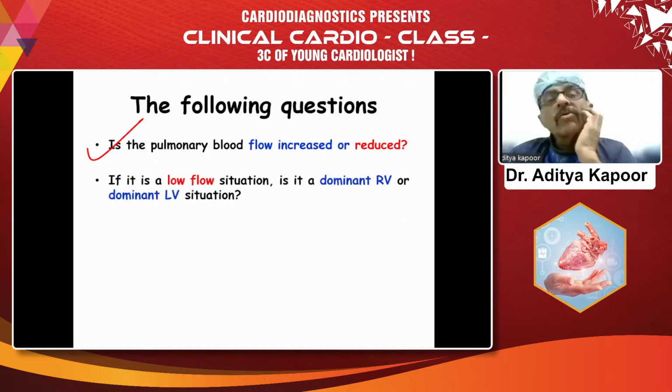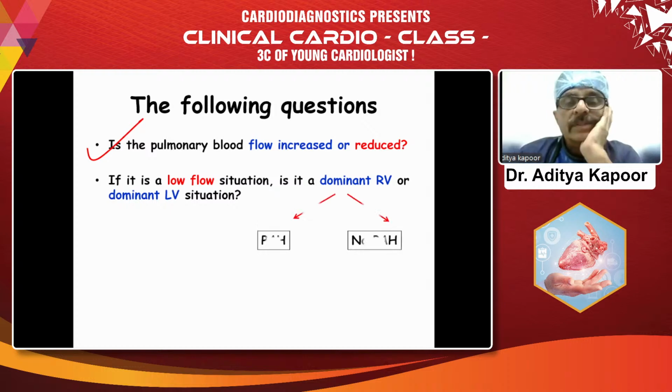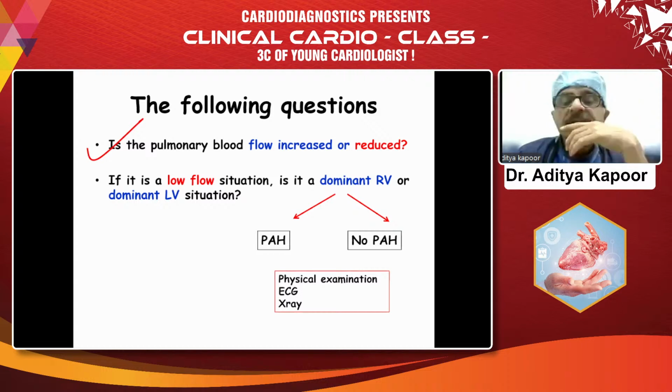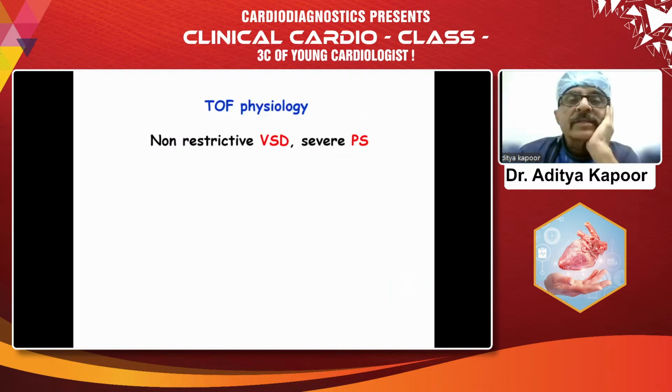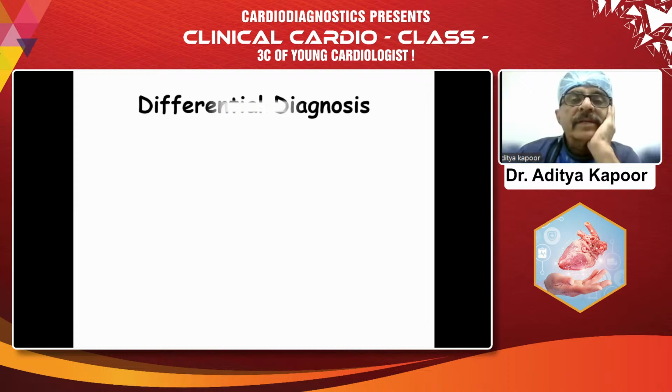Is it a low flow situation? Is it a dominant RV or dominant LV situation, which may or may not be associated with pulmonary artery hypertension, rarely. But by and large, physical examination, ECG and X-ray will be able to tell us as far as VSD PS physiology is concerned. So we will concentrate on non-restrictive VSD with severe PS, that is TOF physiology.